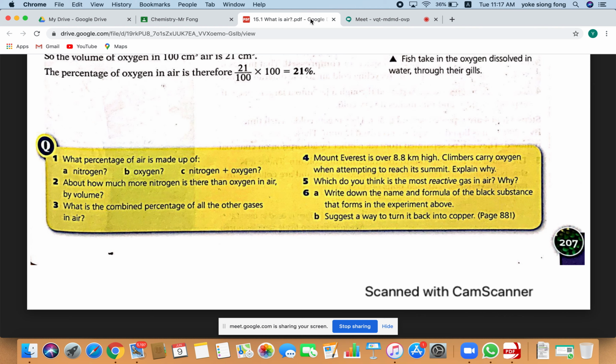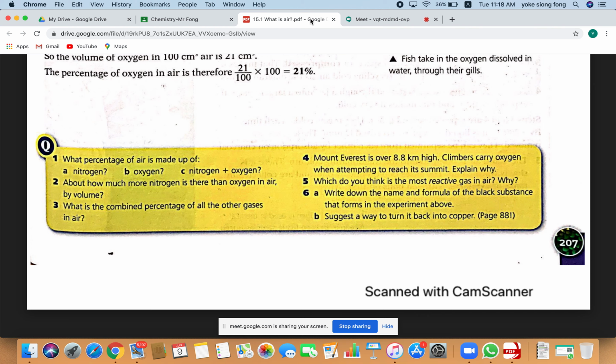Why do humans need to breathe in oxygen? Because we use oxygen to burn the sugar. Basically, for burning, we need oxygen. If there is no oxygen, things cannot burn. One more time, number 5: the answer is oxygen. The most reactive gas in air is oxygen. The reason is a great many things burn in it. That's it for number 5.